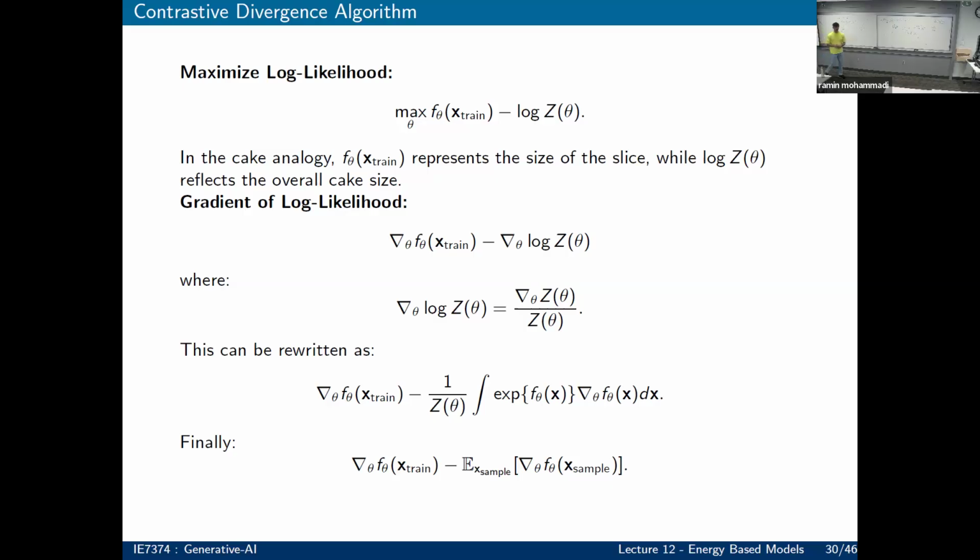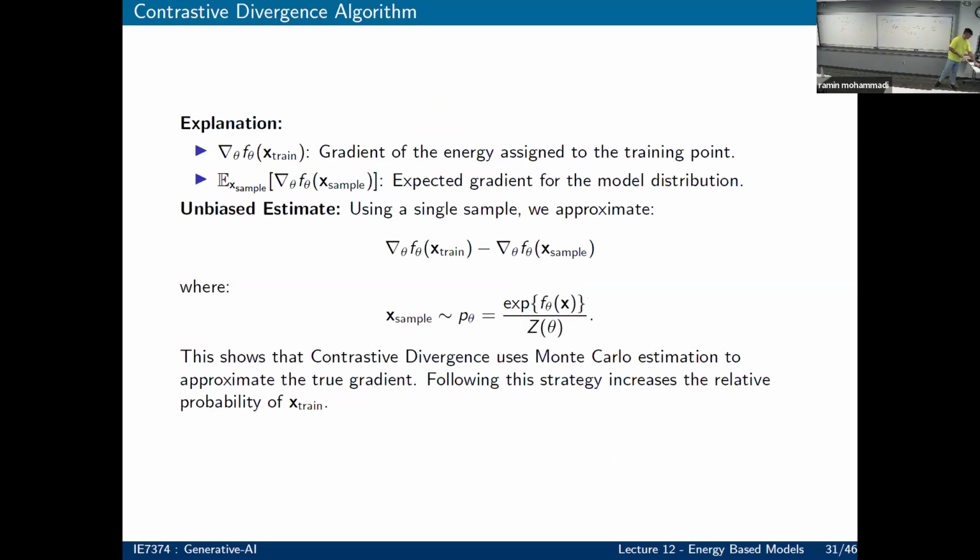Okay. So we have this final term, which is a gradient minus the expected value of the gradient. Now, the first term becomes the gradient of the energy for a training point. The second term becomes the expected gradient for the distribution. So you're comparing, for a given data point, the gradient of the energy for that data point to the gradient across the entire distribution.